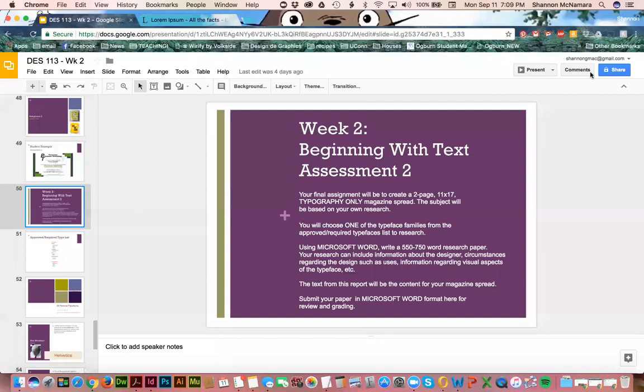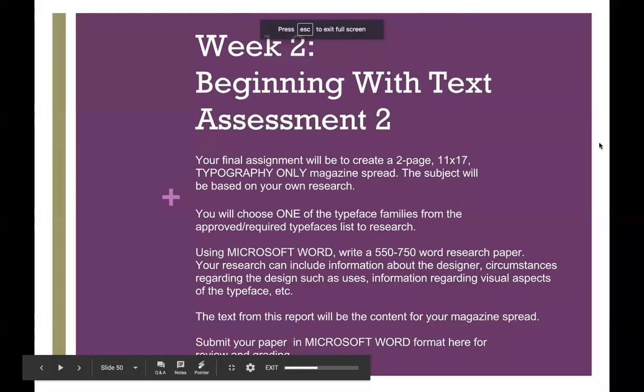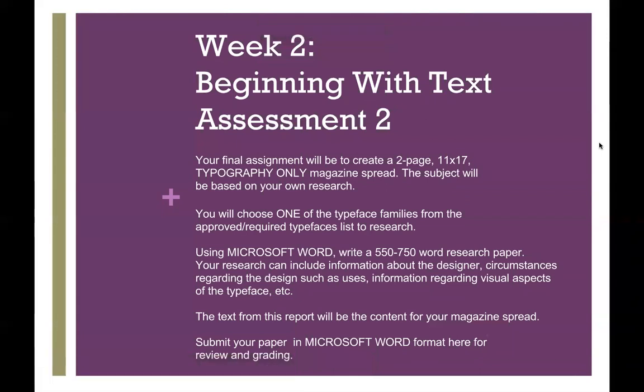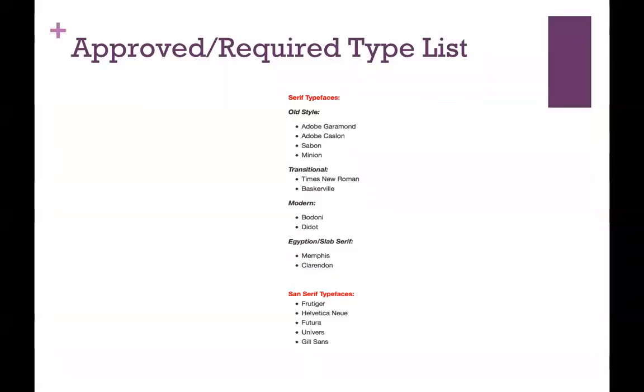So your final assignment, going back to that paper, will be to create a 2-page 11 by 17 typography-only magazine spread. The subject will be based on your own research. You will choose one of the typeface families from the approved/required typeface list to research. You will use Microsoft Word, and so on. You will submit your paper.